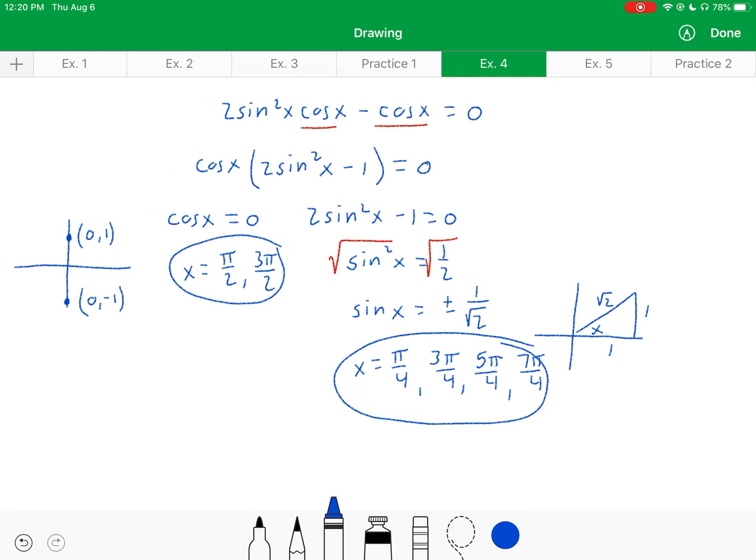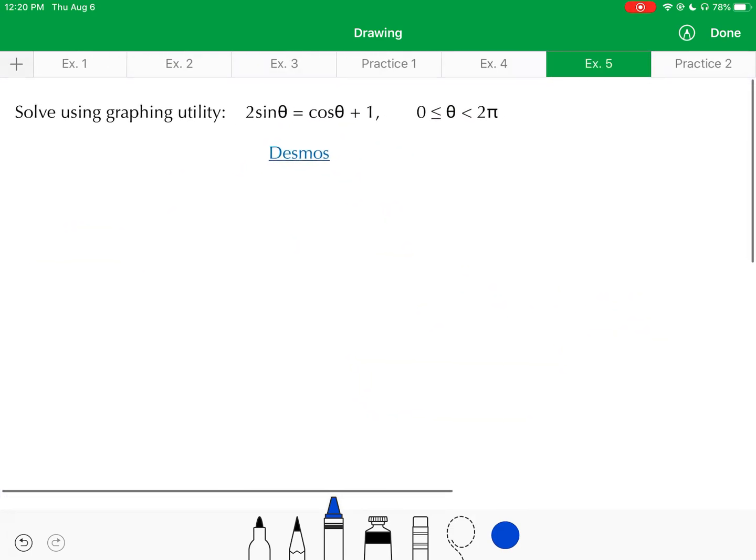All right, one final example. Directions here say to solve using a graphing utility. The equation 2 sine of theta equals cosine of theta plus 1. And again, solving it on the interval 0 to 2 pi. So sometimes we're presented with equations that we just can't solve by hand. Okay, there's no factoring or identities that will work to lead us to solutions completely by hand. Okay, and this is one of those equations, right? I'm not going to be able to do any factoring or use any identities here to make this work.